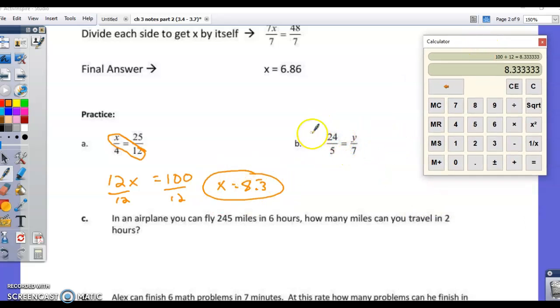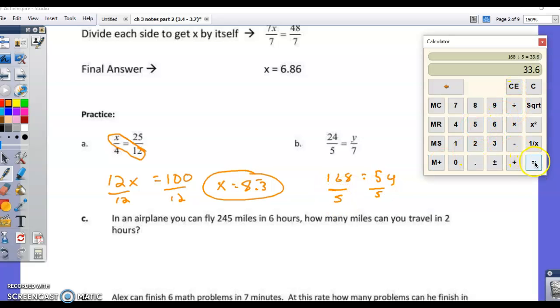Over here, I could cross multiply, and again, it doesn't matter if you do the y times 5 or the 7 times 24 first. Either way, whatever you do when you cross multiply, you're just setting them equal to each other. So I'm going to do the 7 times 24 equals 168 equals 5y, and then we divide by 5.